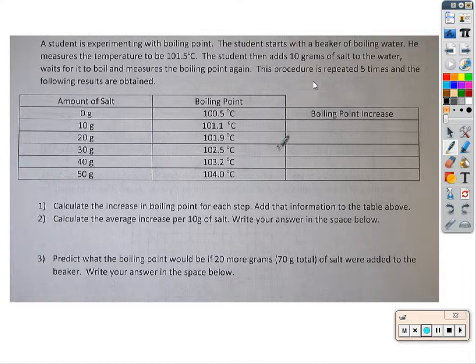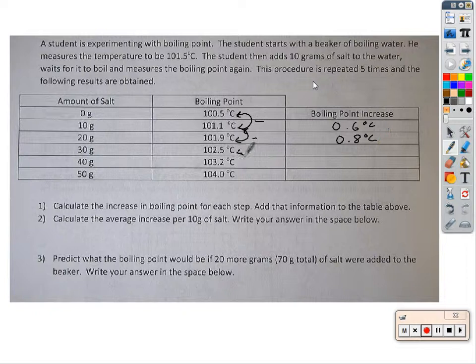To get the boiling point increase, what we're going to do is take what's in this row and subtract from that the row above. So we're going to do 101.1 minus 100.5. 0.6 degrees Celsius for the first one. Then we're going to do those two rows and subtract it. So 101.9 minus 101.1 is 0.8 degrees Celsius.